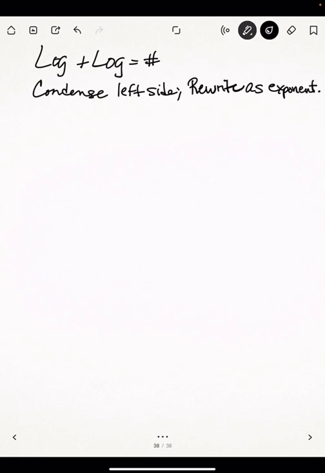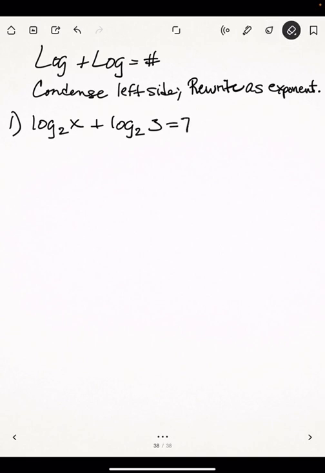All right, so let's do example number 1. Example number 1, we have log base 2 of x plus log base 2 of 3 equals 7. Let me make that a little bit better so it's, say, Mr. Harper, what is that number? Still not better. Sorry.